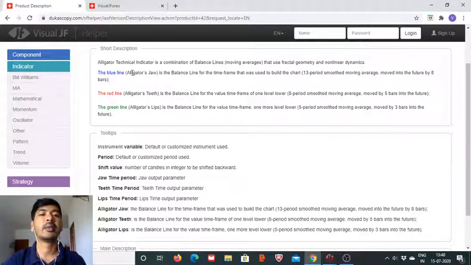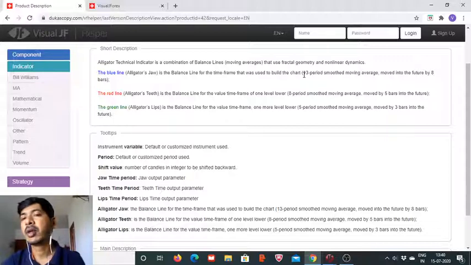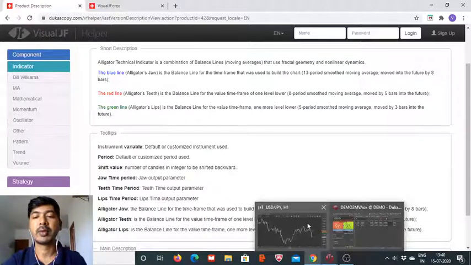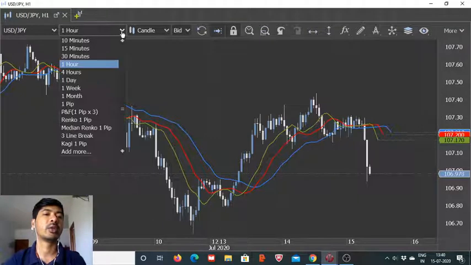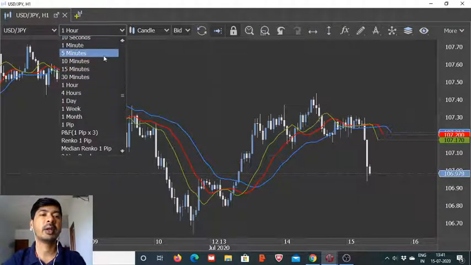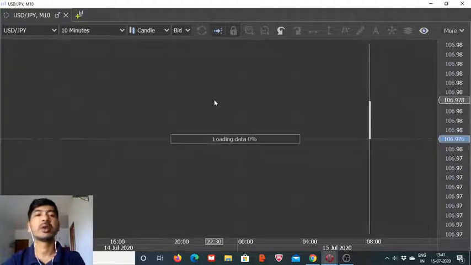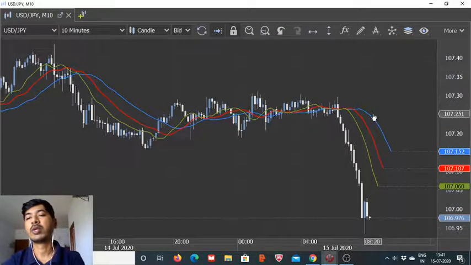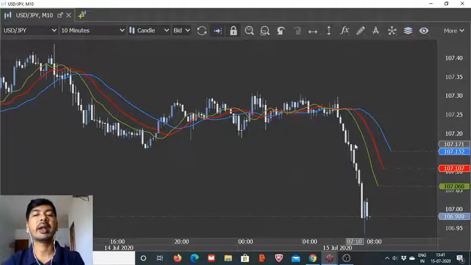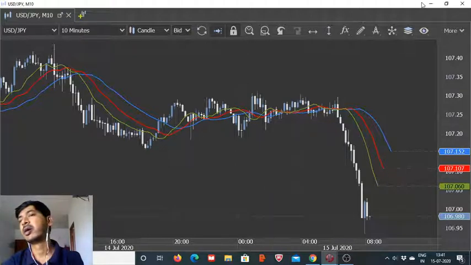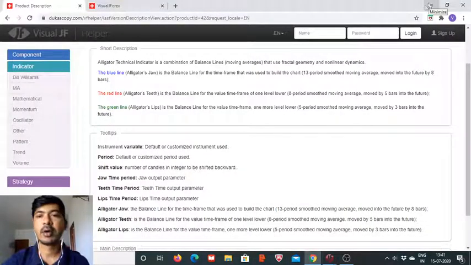Here there is a brief description of its build, and as you can see, the blue line is the balance line for the time frame that was used to build the chart, and it is defined for 13 periods. Suppose it is hourly, then it will be 13 hours. Suppose it is 10 minutes each, then it will be the average for the last 130 minutes. So whichever time frame you use, the candle time period, it will depend on that, and it will take into account the last 13 candles of the defined period.